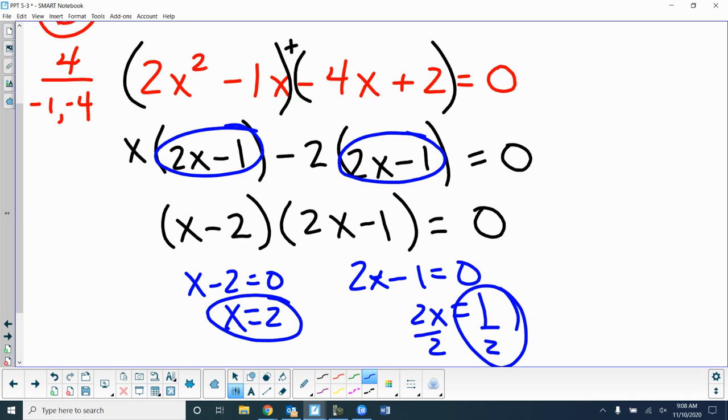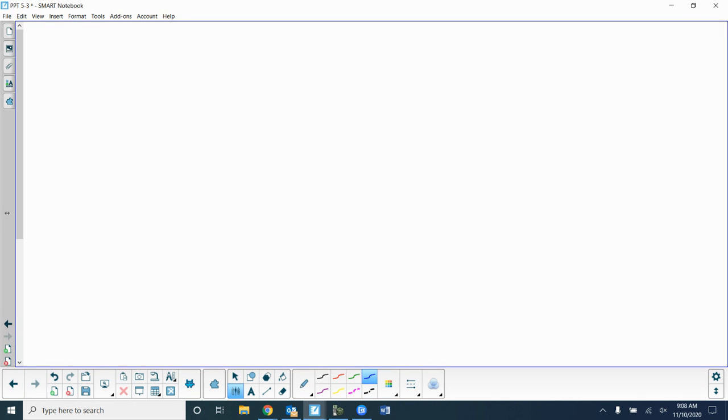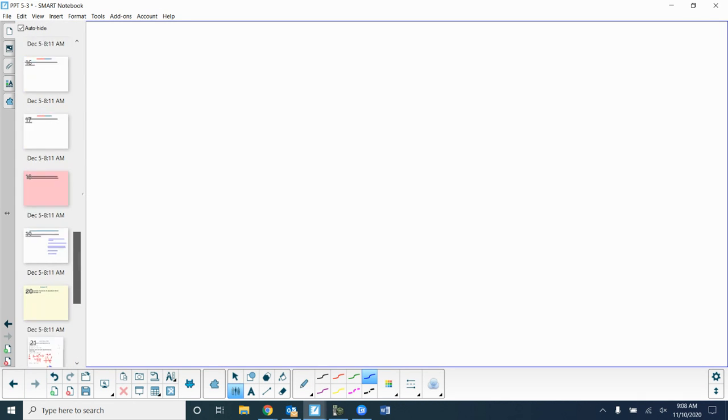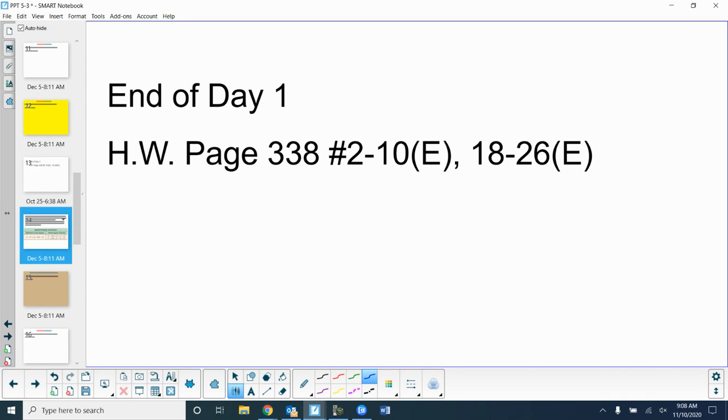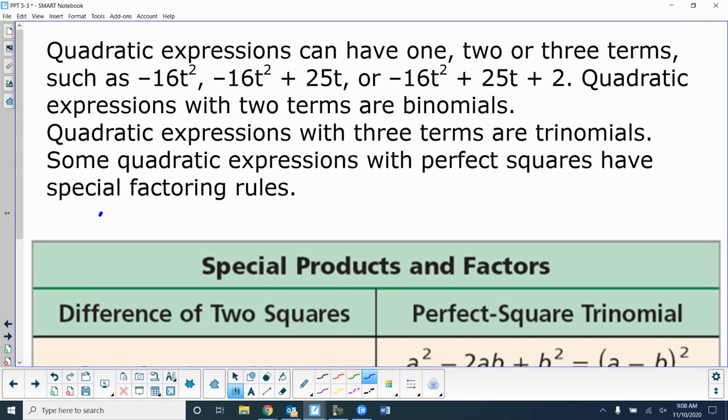Okay. So, a couple other ways to factor that we didn't get to yesterday. Let me find the spot. All right, so here we're at. Quadratic expressions that have 1, 2, or 3 terms, such as those 3. Quadratic expressions with 2 terms we know are binomials, 3 terms are trinomials.